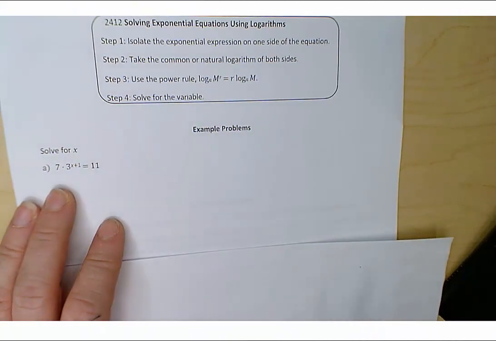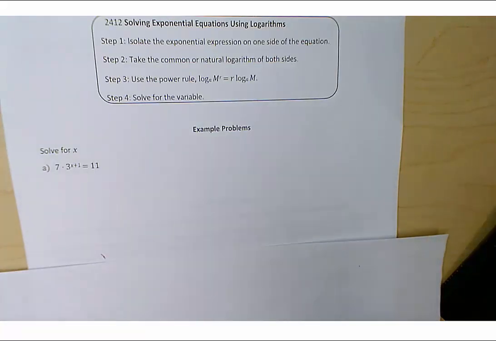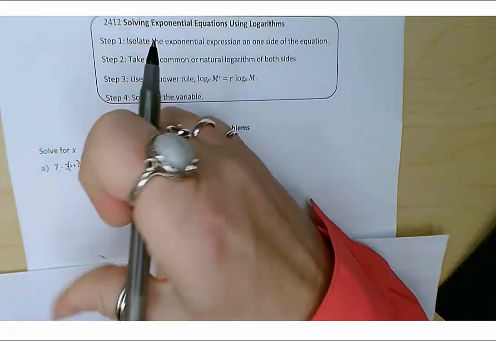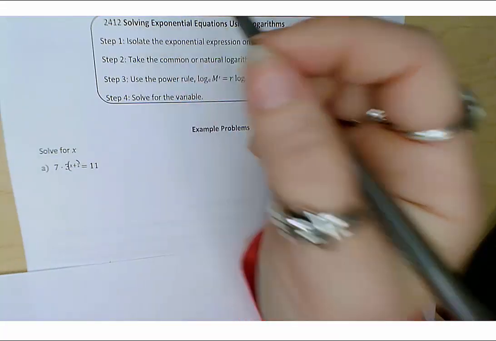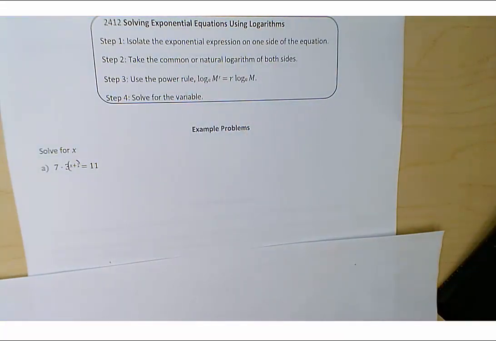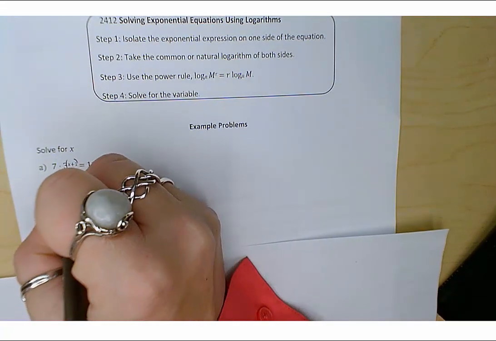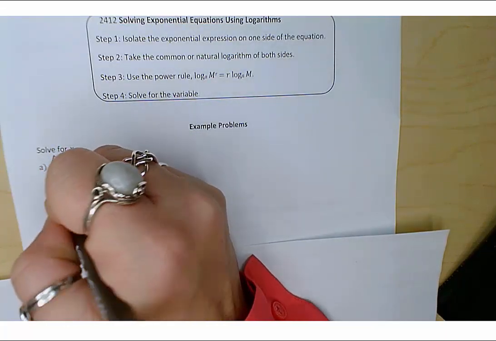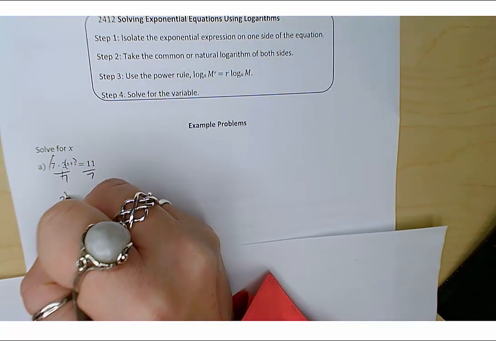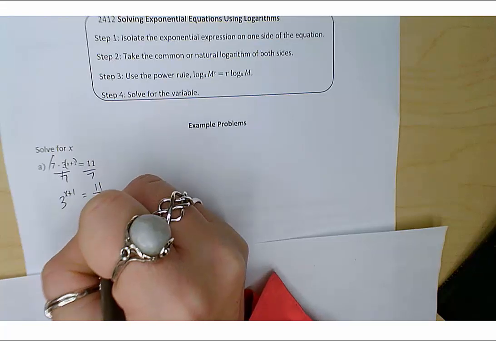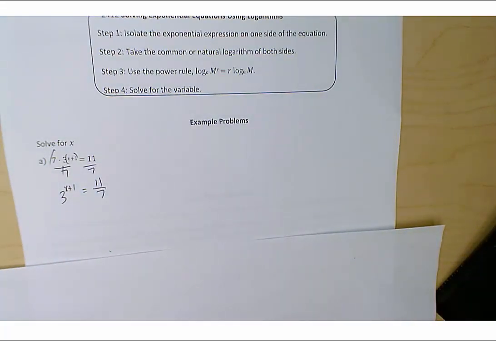Now in our next example, we have 7 times 3 to the x plus 1 is equal to 11. Typically when you're dealing with exponential equations, you want your exponential portion to be completely by itself. So the 7 in front, we want to divide out on each side so that it cancels on the left, and the right-hand side is now 11/7. Now, there are two typical ways to solve an exponential equation. The first is to get the same bases, which we just did.